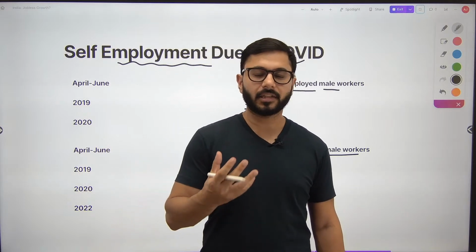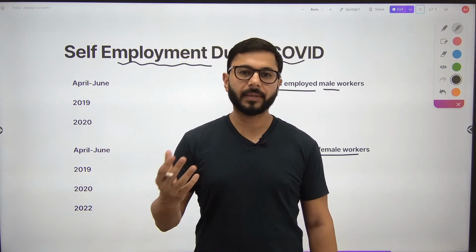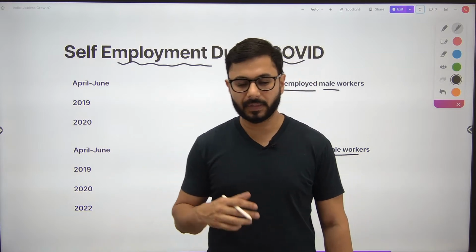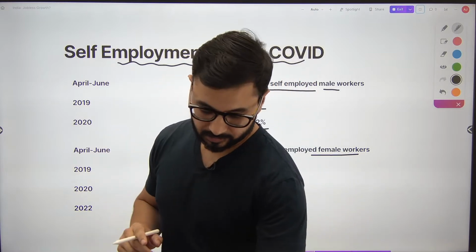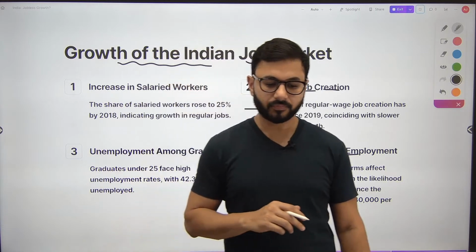the proportion of people working as self-employed people after COVID has increased. That is all that you need to remember. Okay?